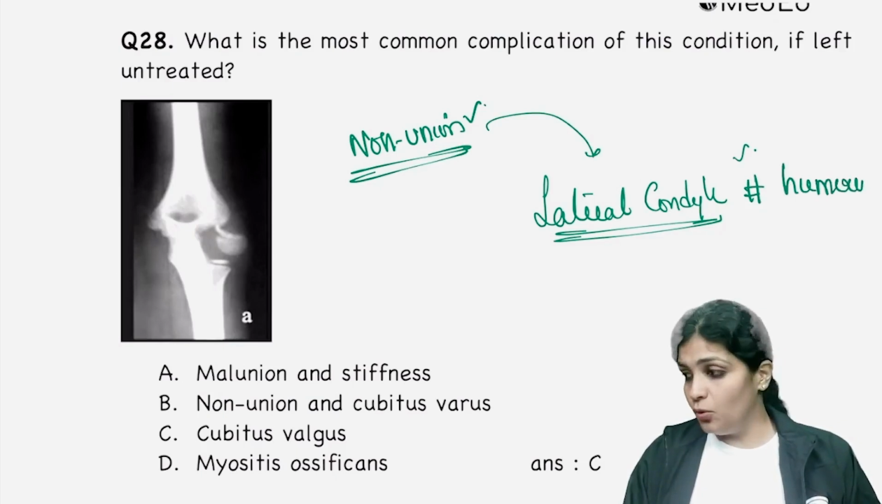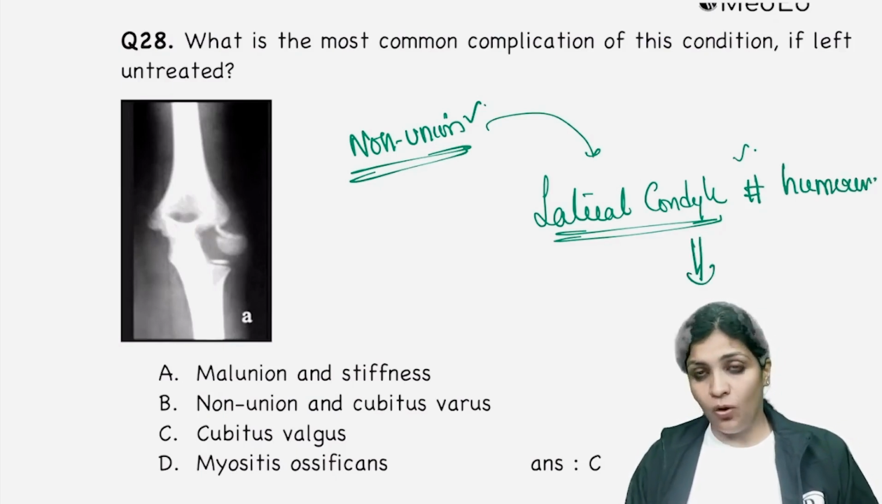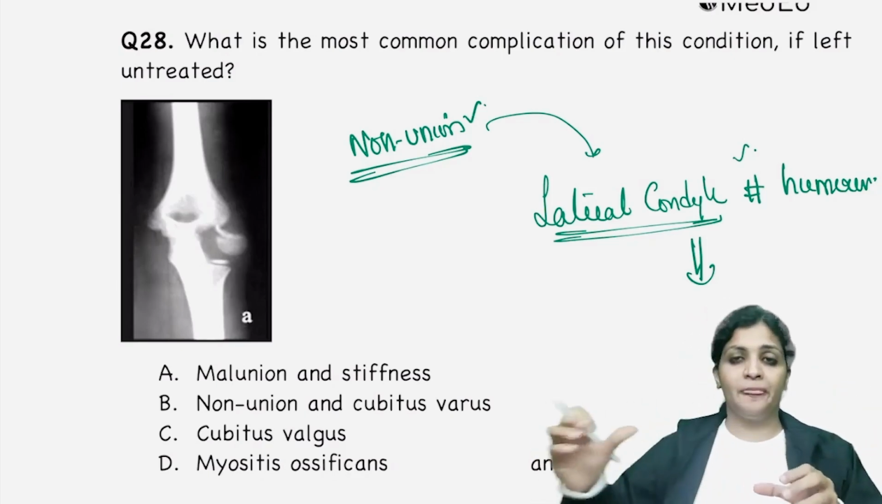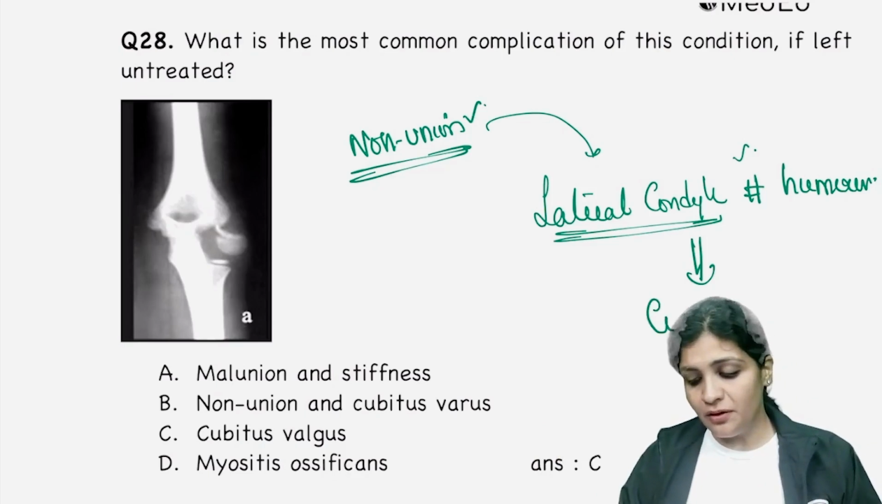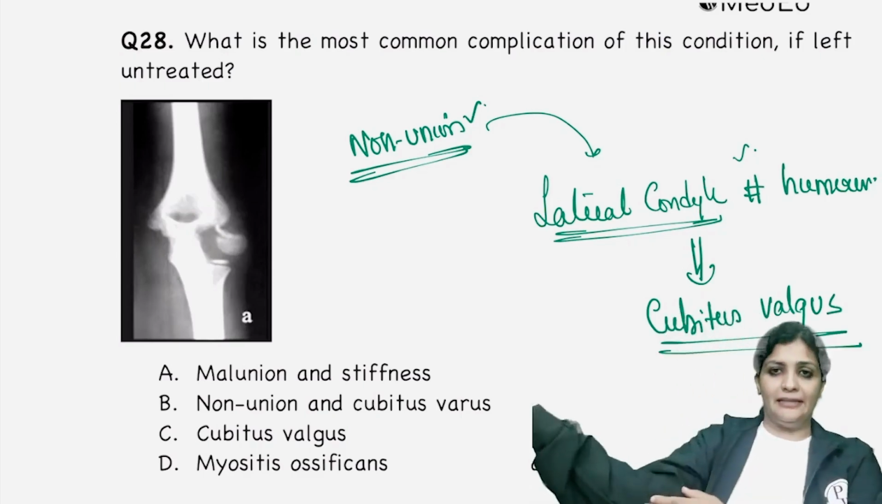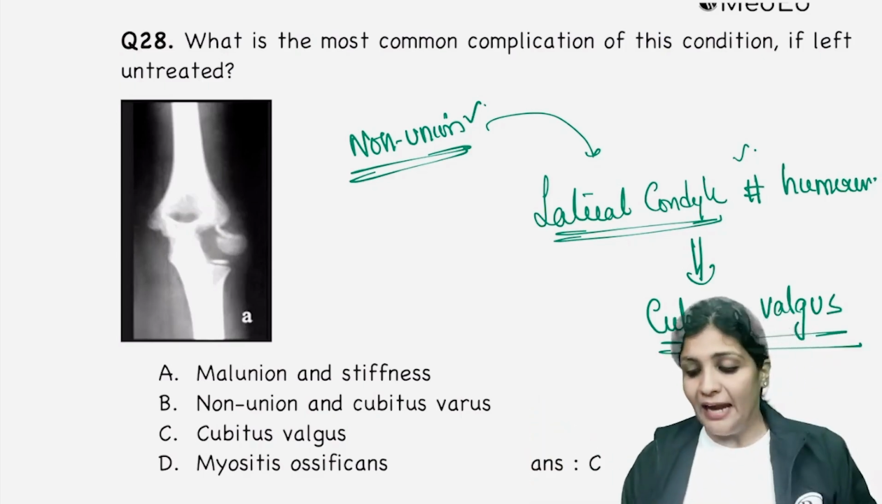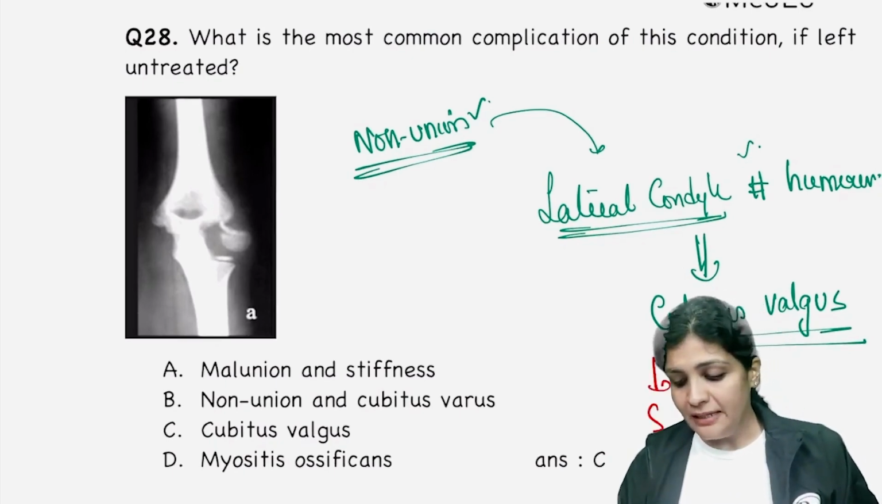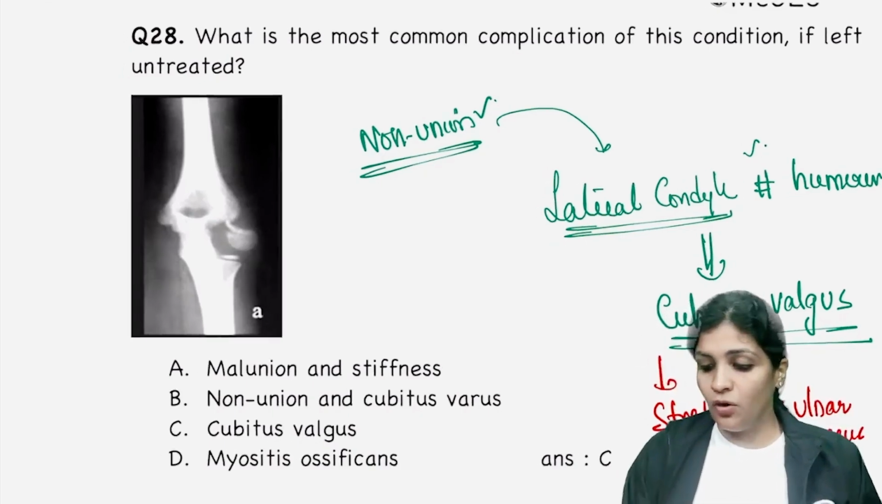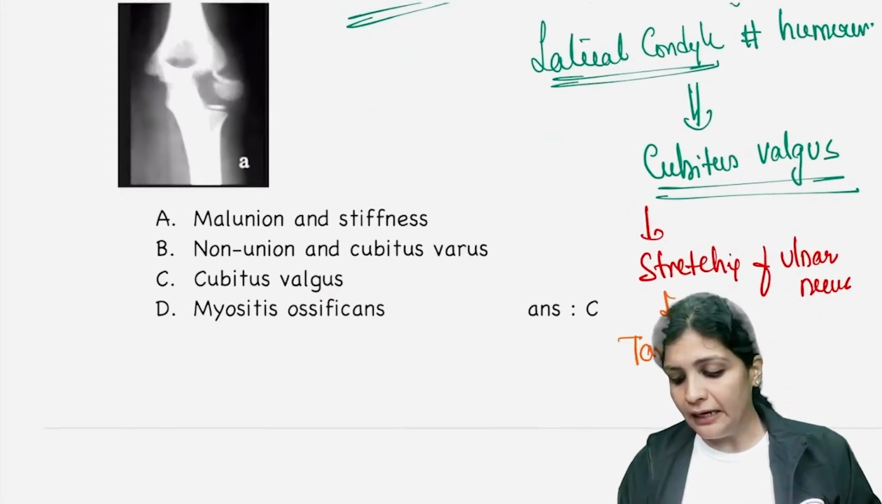So whenever there is non-union, you see what is called growth of the lateral aspect. The medial aspect keeps growing, the lateral aspect will not grow. This will result in cubitus valgus. So whenever there is cubitus valgus, that means the arm deviates completely like this, away from the midline. And here what happens on the medial aspect, there will be stretching of the ulnar nerve, and this will result in what is called tardy ulnar nerve palsy.